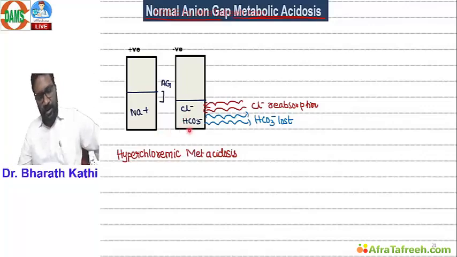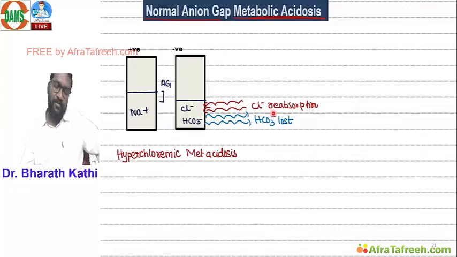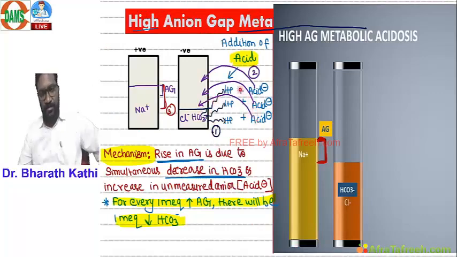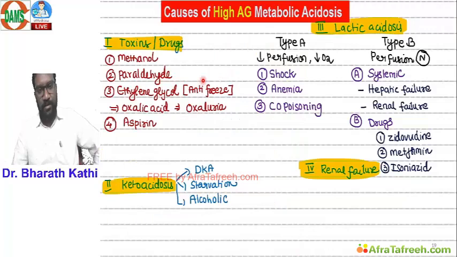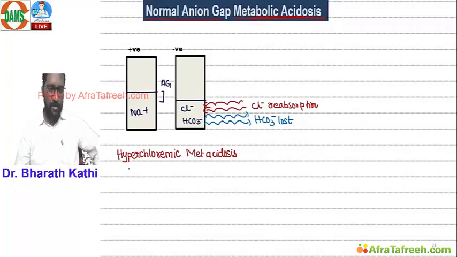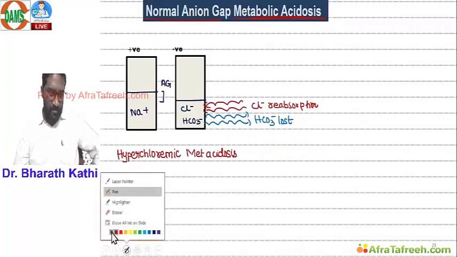Sir, even in high anion gap metabolic acidosis, when bicarbonate was getting consumed as a buffer, if chloride reabsorption was happening, anion gap should have stayed normal. What is absent here, present there? Not allowing chloride absorption, this acid anion. This acid anion immediately will accumulate, not allowing chloride reabsorption. But normal anion gap metabolic acidosis is not addition of acid. It is due to loss of bicarbonate. What is the important cause?